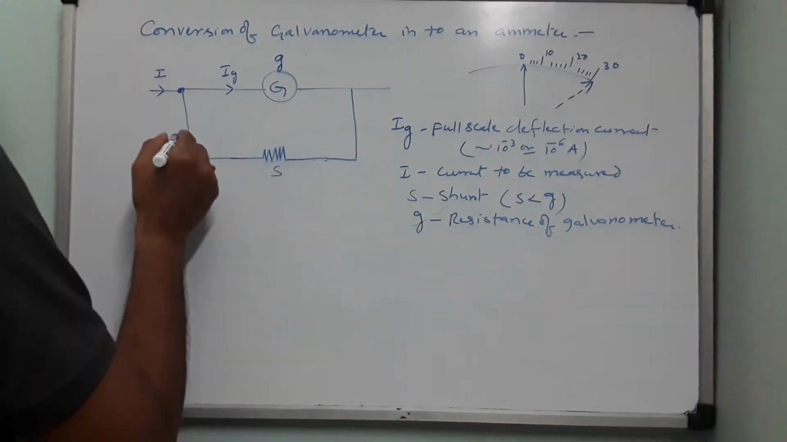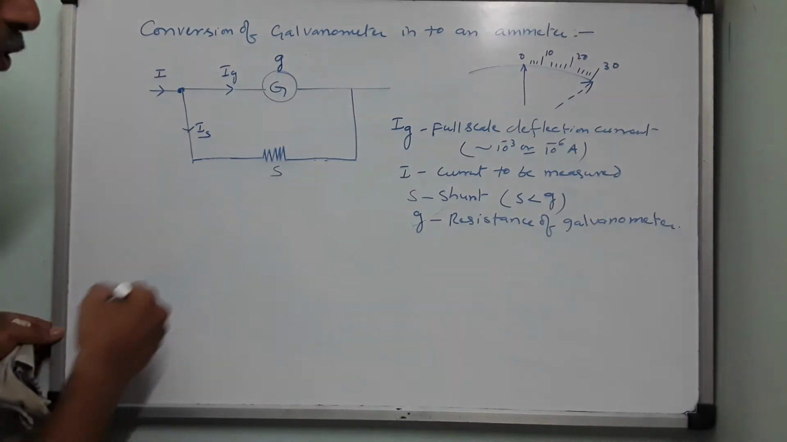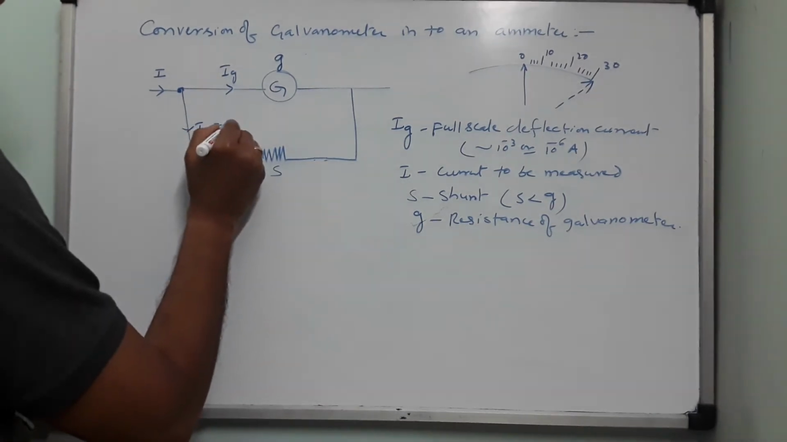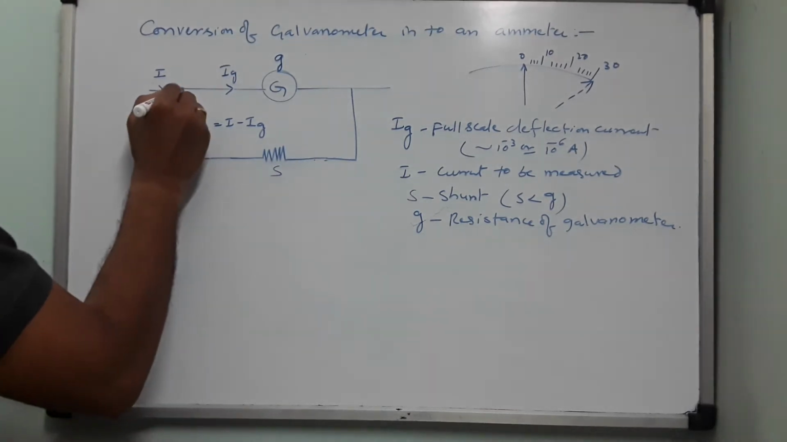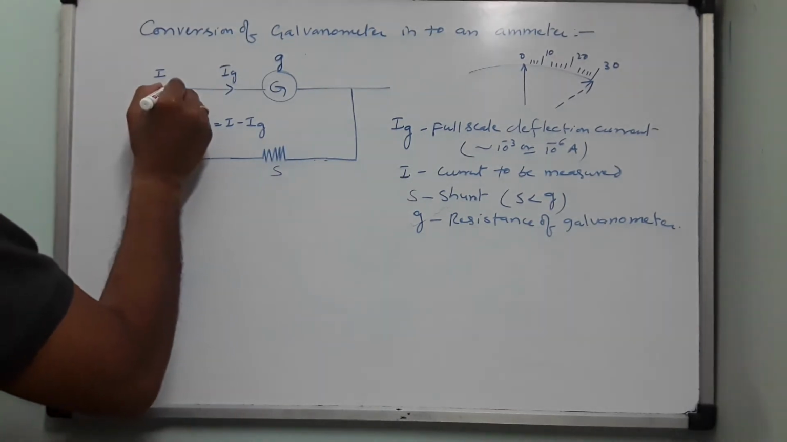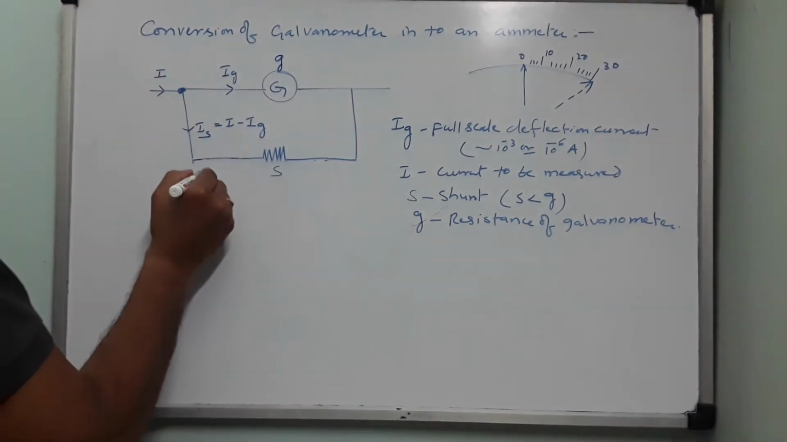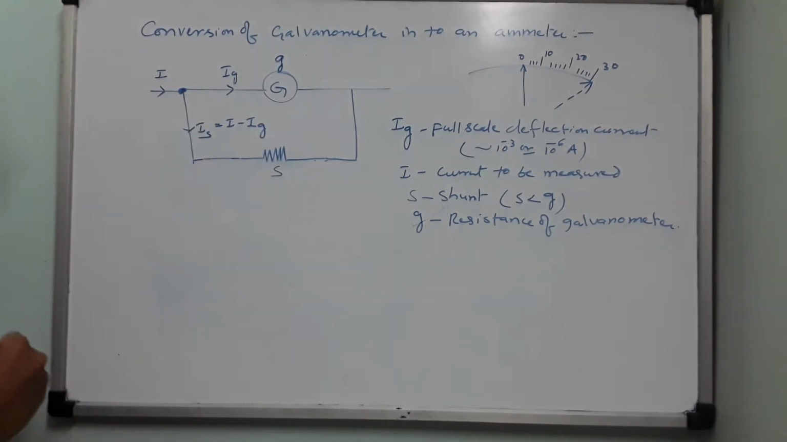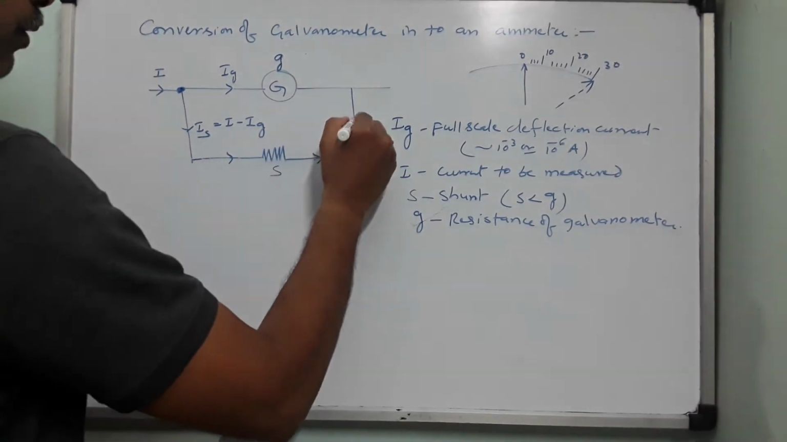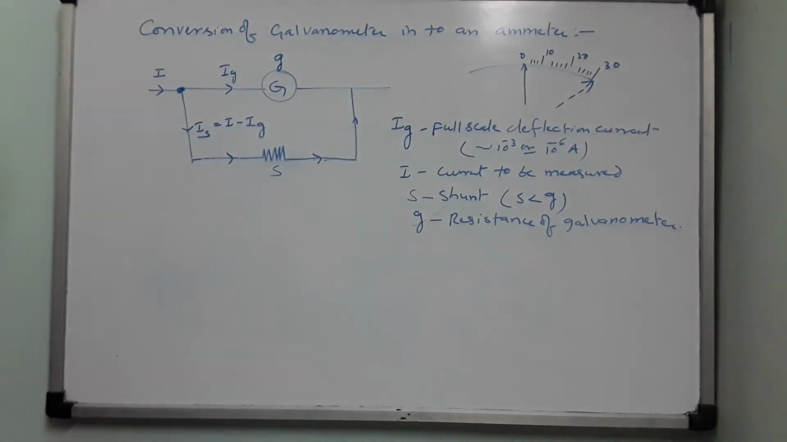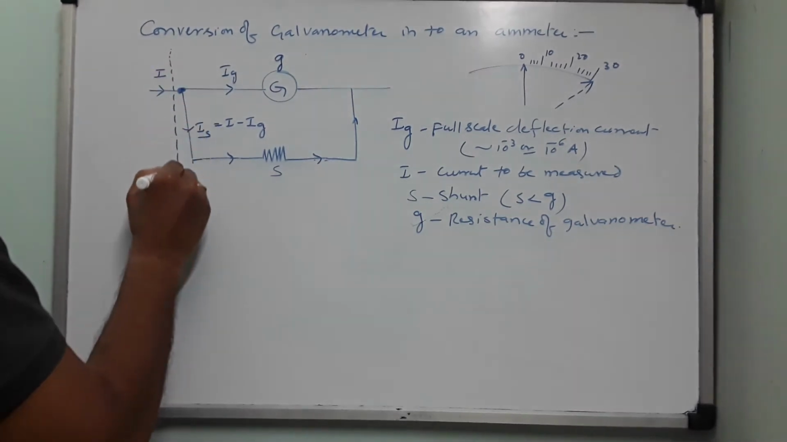Let us say a current Is will flow here, where S stands for shunt, which is nothing but I minus Ig from Kirchhoff's junction rule. So this is a junction point, a current I is entering, so some current Ig is going here, and the remaining current I minus Ig should come down. When you add these two, you should get this current. So this will flow through this one, this one, this one. Now, this entire setup will be known as an ammeter.